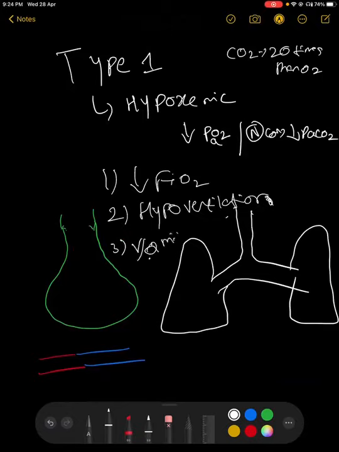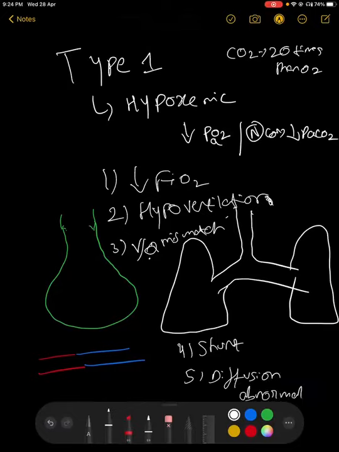Third thing is VQ mismatch. We'll be discussing each one separately. Fourth thing is shunt. Fifth one is diffusion abnormality. So we can divide the causes and go about that. We can keep these things in mind and then we can go to the diagnosis.